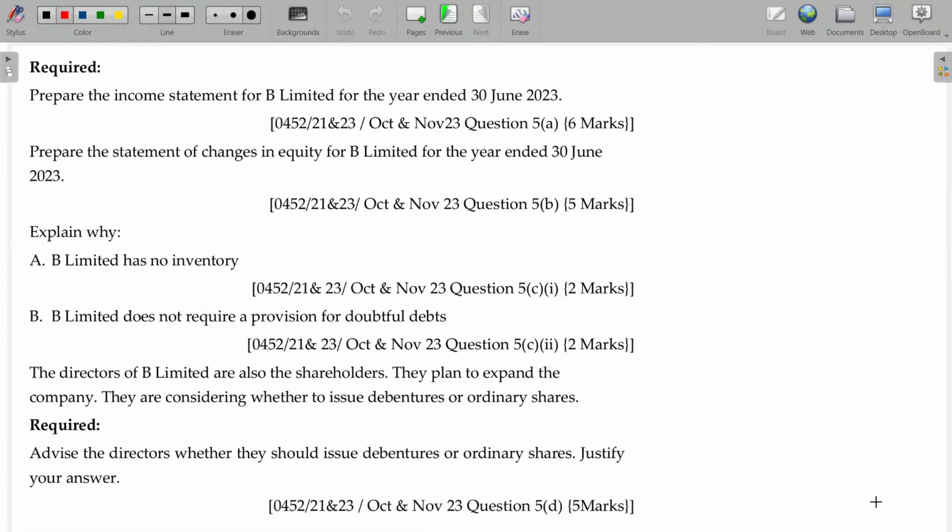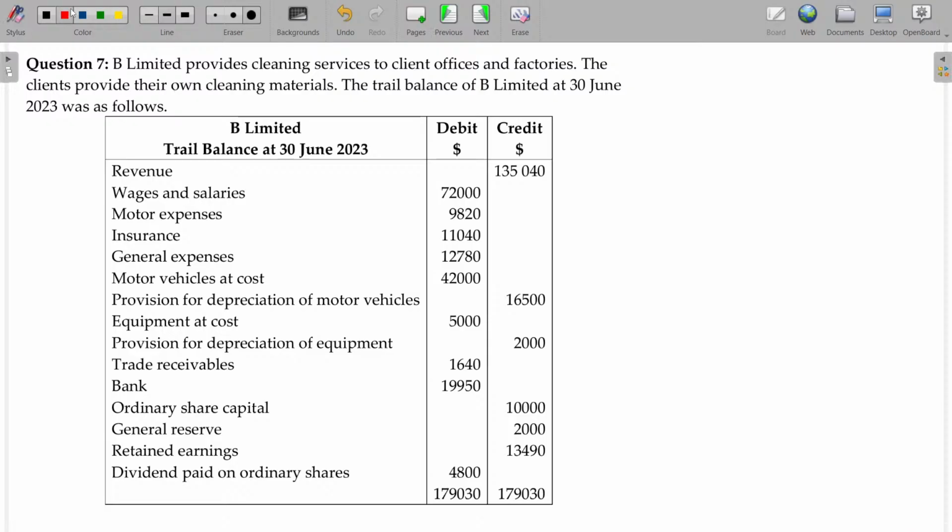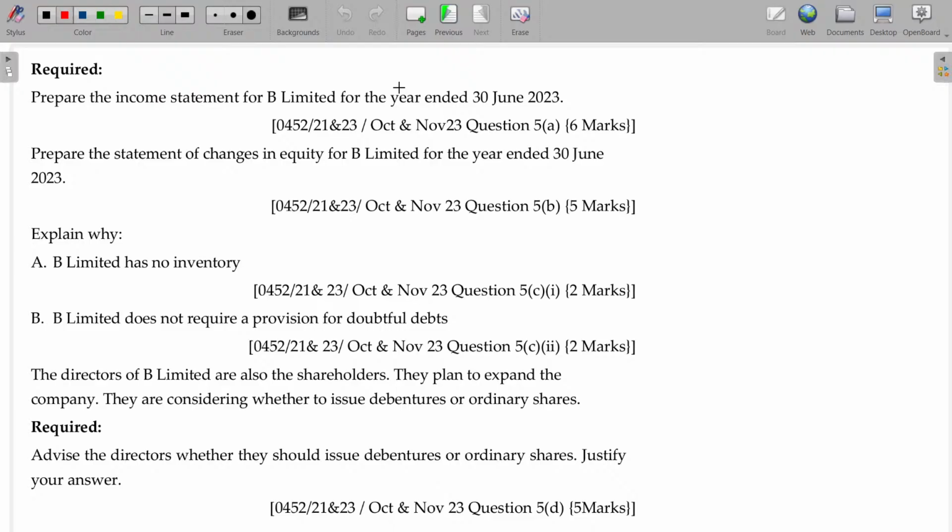Next, we'll move on to the question number 7. B Limited provides cleaning services to client offices and factories. The clients provide their own cleaning materials also. Okay. The trial balance of B Limited is given here. And we have been given the additional information. You have to prepare income statement for B Limited.